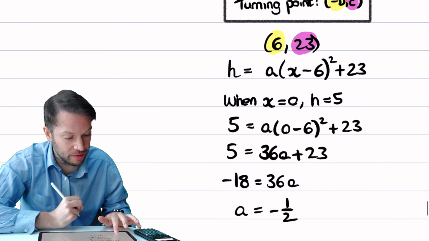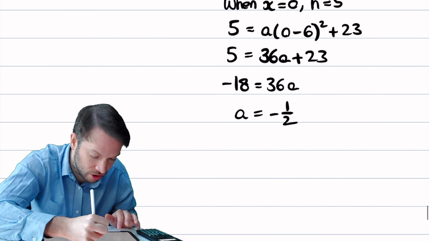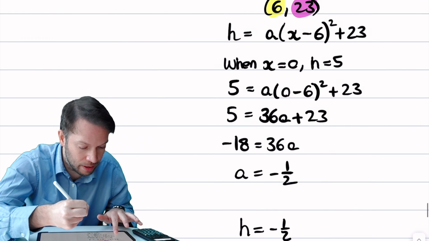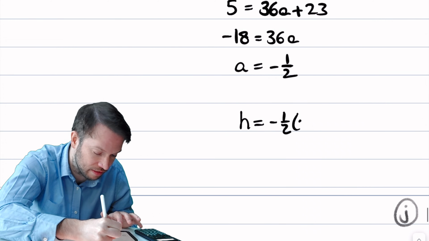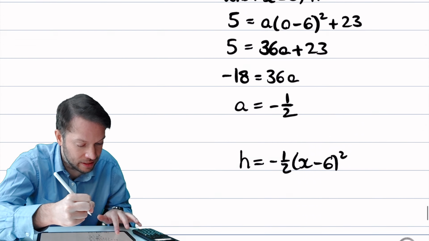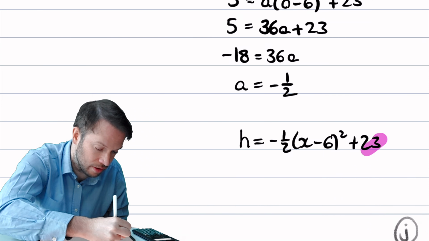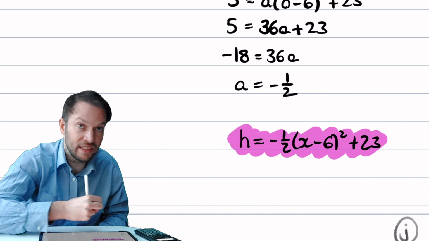And then that allows us to put it back into this equation. So we've got h is equal to a, which is -1/2, and then it was (x - 6) squared, and then at the end, it was plus 23, wasn't it? So that is the final equation of this quadratic model that we have.